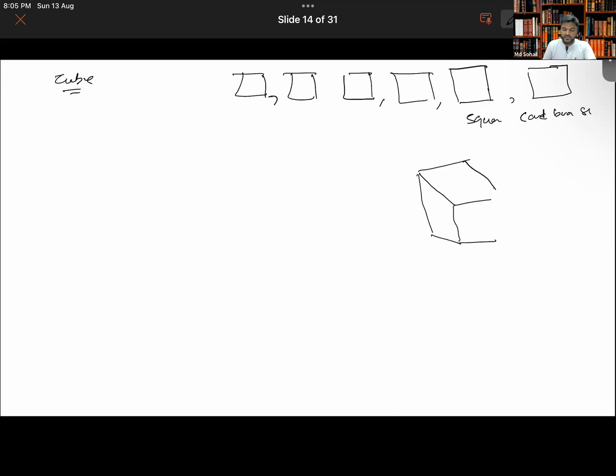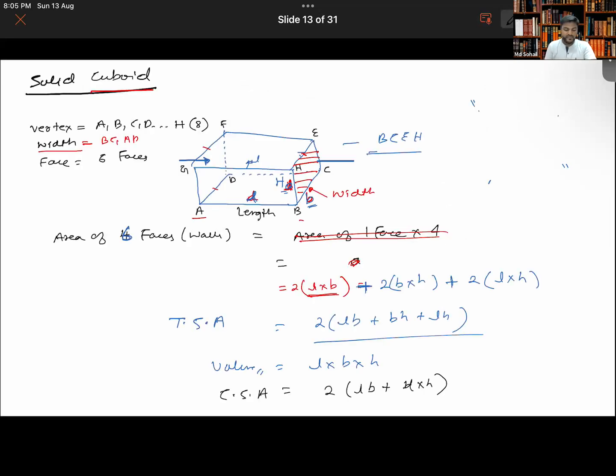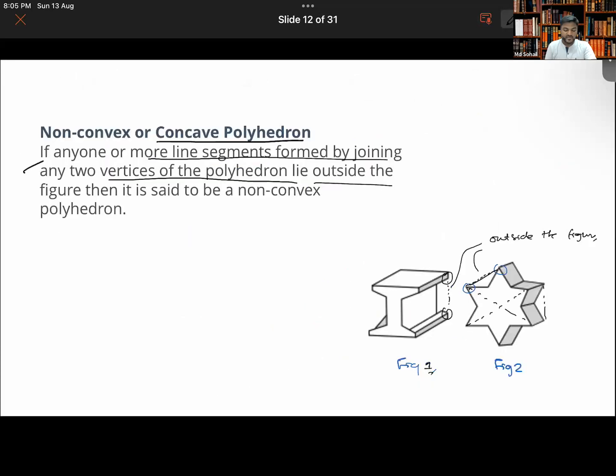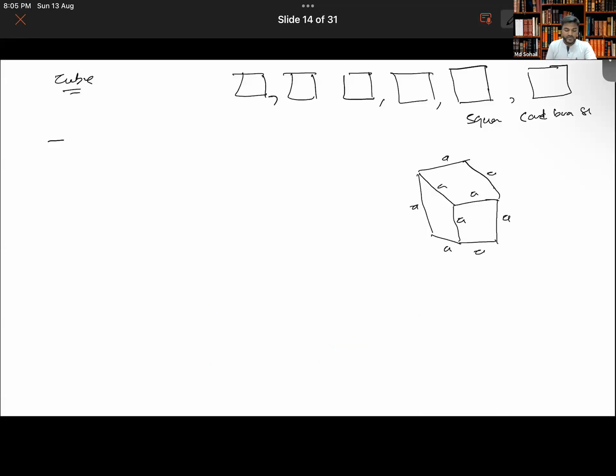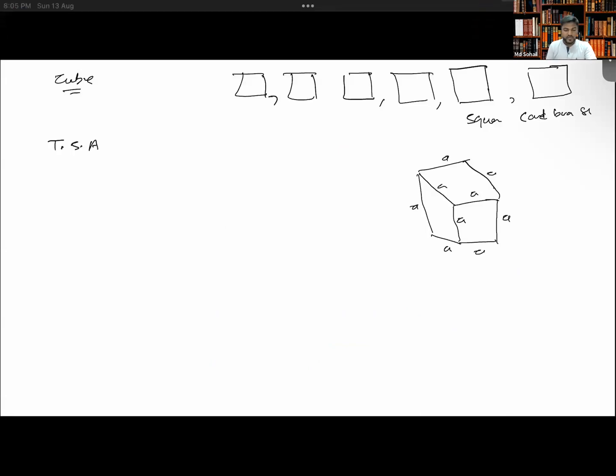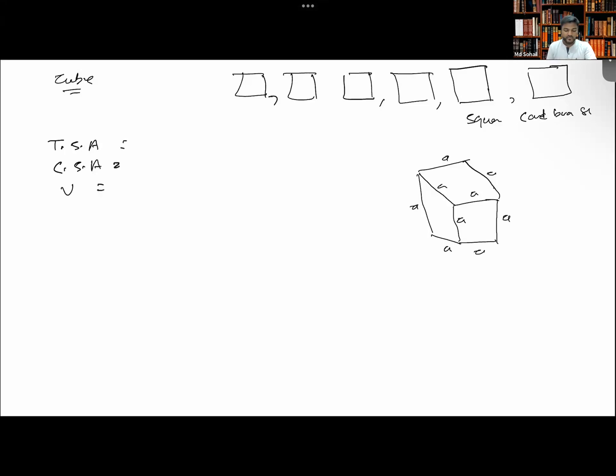And you already know that all the sides of a cube are equal, let's say A and A here. So basically all the things are going to remain the same. It will have the same number of vertices, same number of edges, same number of faces. Everything will be the same, but its total surface area, its curved surface area and its volume are going to be different.